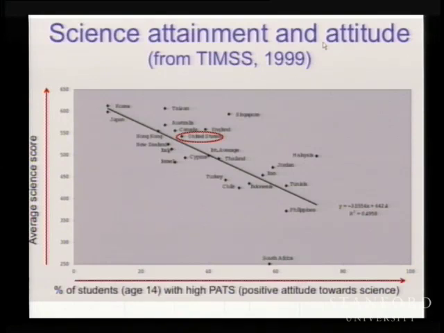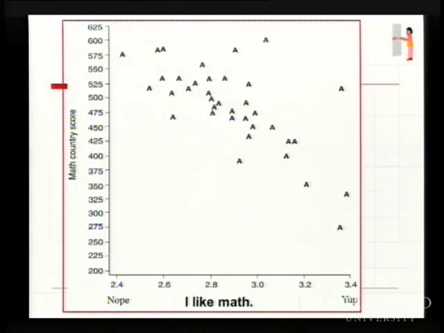What's interesting about this is this dimension is the percentage of students who have positive attitudes towards science within each nation. So you probably can see the negative correlation. The better your nation does, the less students want to do science. The worse your nation does, the more they want to do science. Here's the same thing for math. This is your math country score, and then the scale is, I like math. It didn't say nope and yup, but you get the idea.